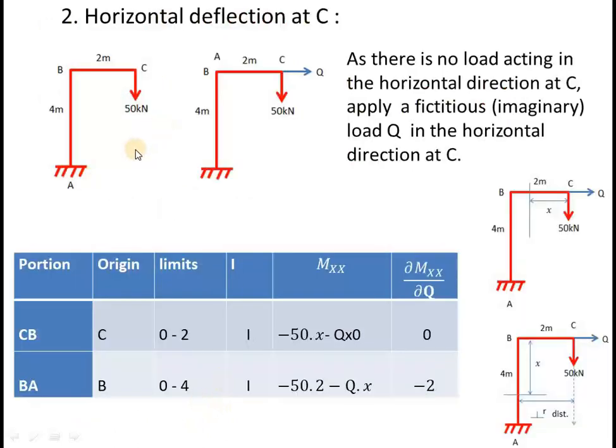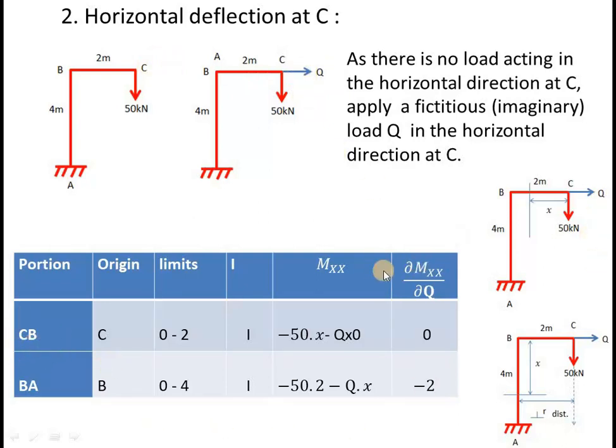Now to get the horizontal displacement at C, if there is any horizontal load, then that load itself we call P or Q, something like that. If there is no load in the horizontal direction, because the horizontal deflection is asked, you have to assume one fictitious or imaginary load in the direction of the deflection asked. Here horizontal deflection is asked, and as there is no horizontal load at C, we have to assume some horizontal load Q like this. This is called an imaginary load or fictitious load.